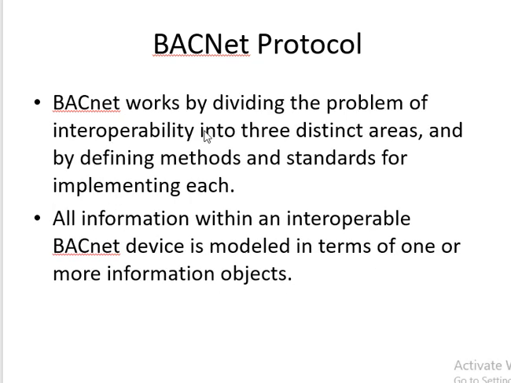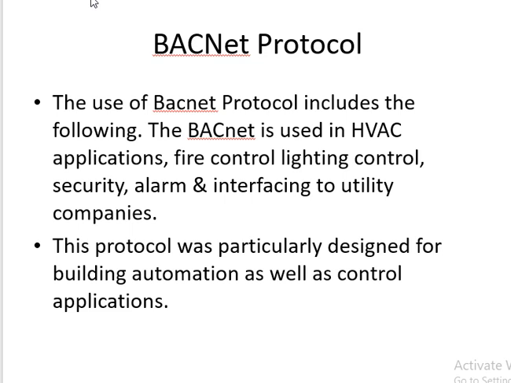BACnet works by dividing the problem of interoperability into three distinct areas and by defining methods and standards for implementing each. All information within an interoperable BACnet device is modeled in terms of one or more information objects. The use of BACnet protocol includes the following. It is used in HVAC applications, fire control, lighting control, security, alarm, and interfacing to utility companies. This protocol was particularly designed for building automation as well as control applications.